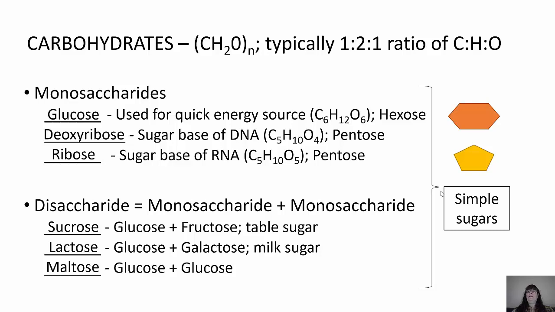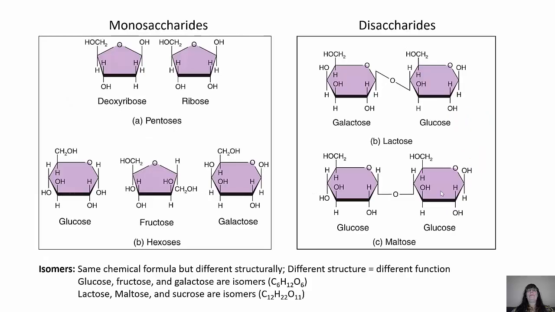Disaccharides are 2 monosaccharides together. Sucrose is glucose plus fructose, which is table sugar. Lactose is glucose plus galactose, which is milk sugar. And maltose is glucose plus glucose. This is just showing you the bases of the monosaccharides and the disaccharides. You have deoxyribose and ribose up top, then glucose, fructose, and galactose on the bottom. Disaccharides, you've got lactose and maltose.